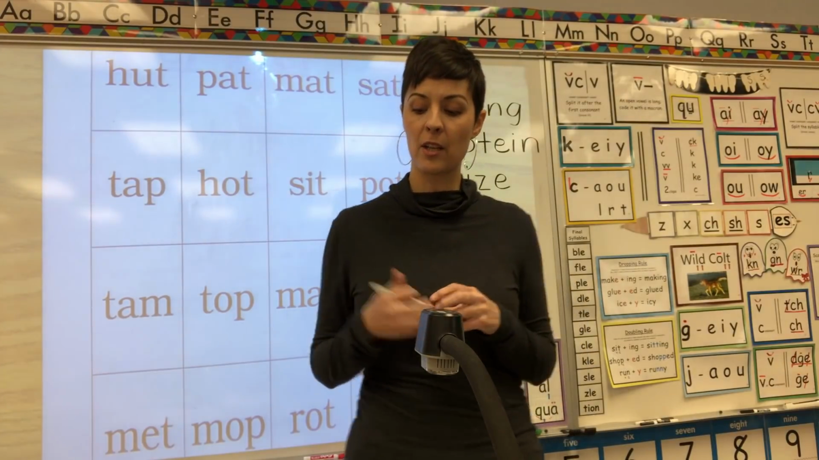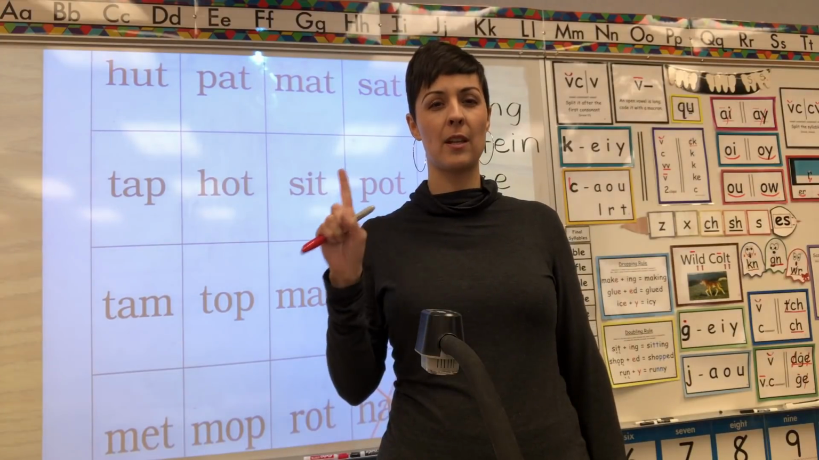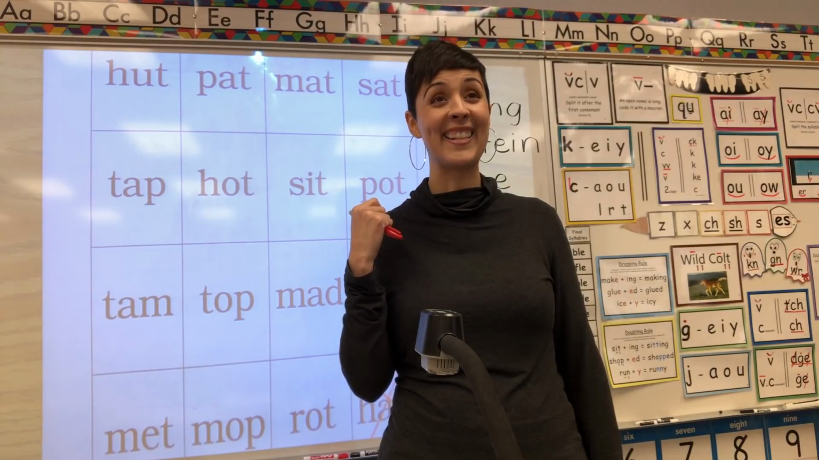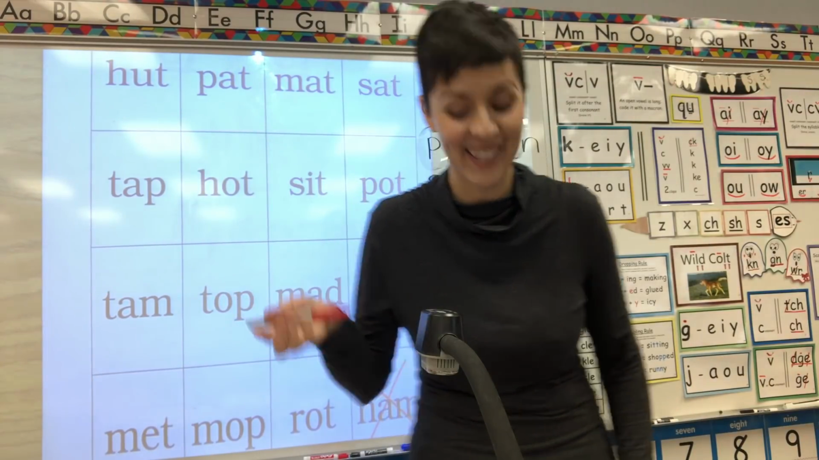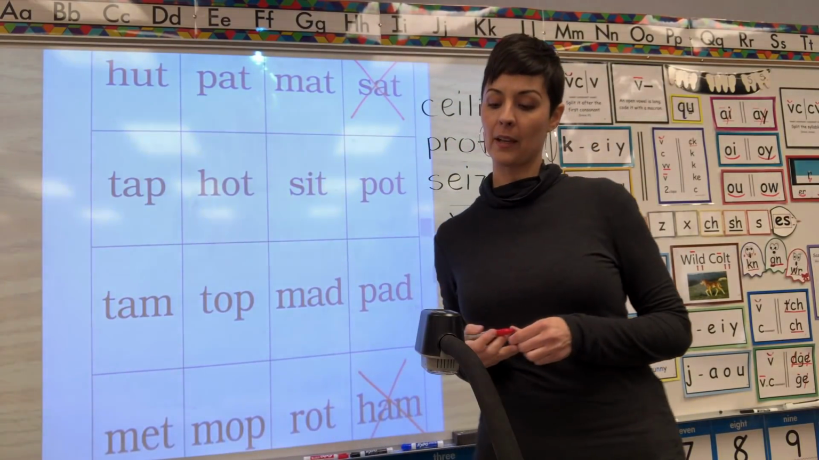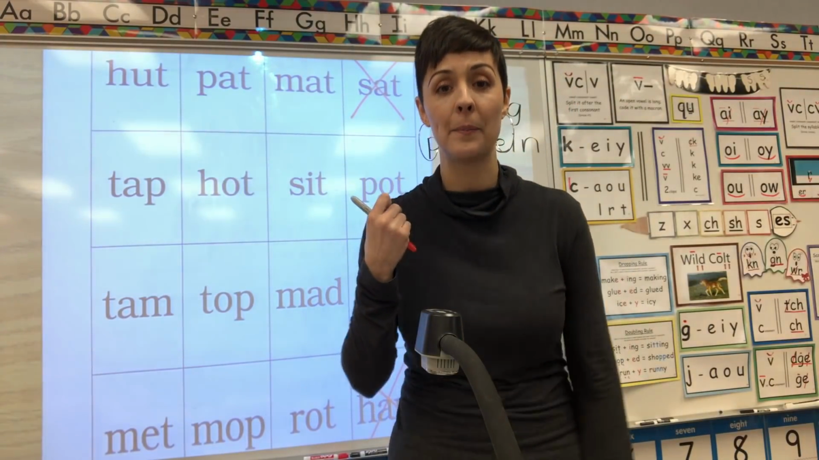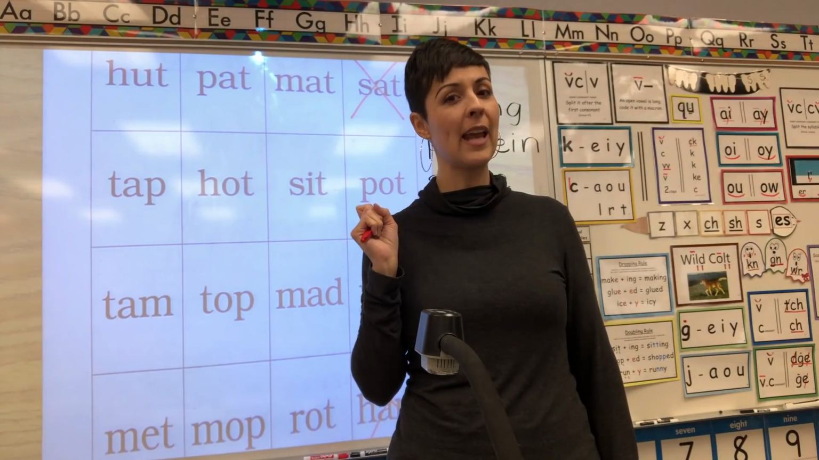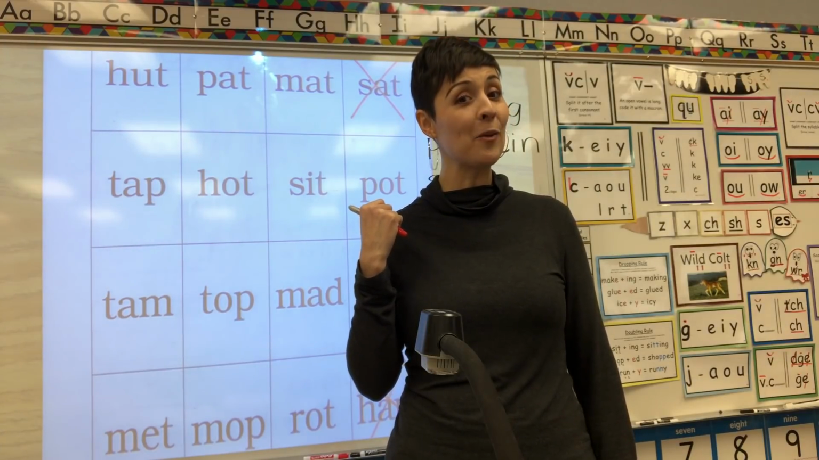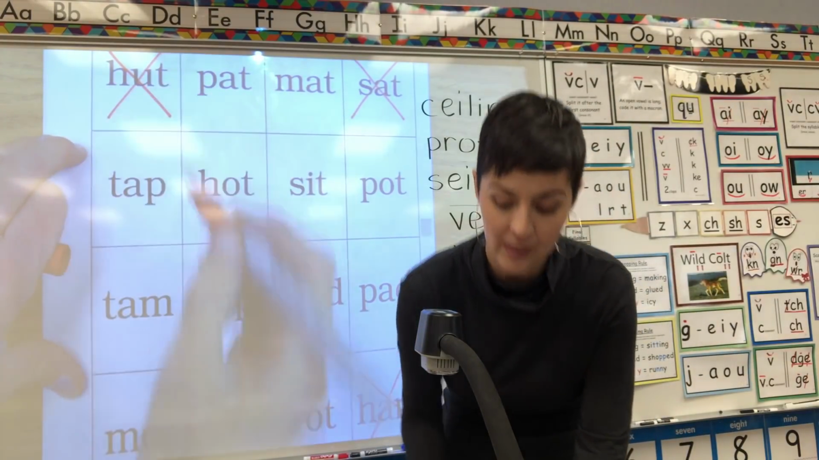Next one, change the first sound in hat to s. Change that first initial sound in hat to s. Instead of hat, we made sat. You got it. And we cross off sat. Next one, change the vowel sound in hat. Change that vowel sound in hat. Instead of hat, we made hut. You got it, we made hut. So we cross off hut.